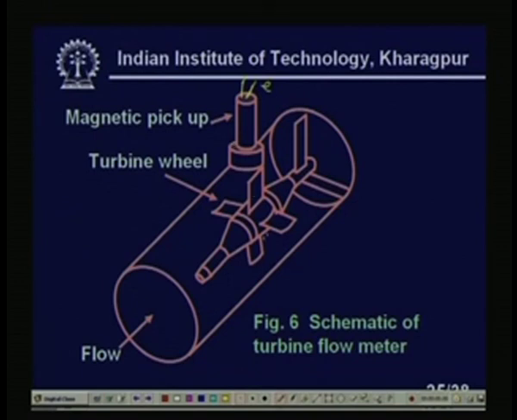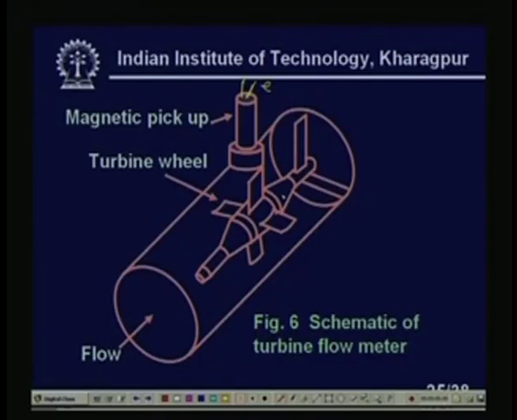So, these blades are made of ferromagnetic materials. We have shown the 4 blades. You see these are at a little angle. So, when the liquid is flowing, it is impinging on the blades, and this will start to rotate. If the blades are slightly angled like this, the liquid will flow over them in this direction, and so it will start to rotate, right.